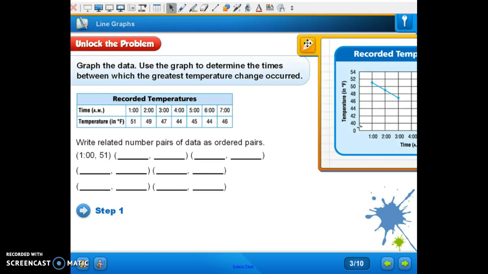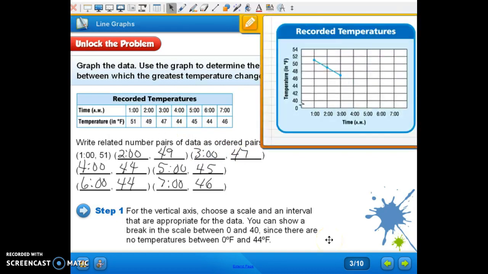So you're going to write little ordered pairs of your data. You're going to put the time and the temperature in the parentheses. So it should look something like this. So they put 1 o'clock, so we're going to put 2 o'clock. And it was 49 degrees at 2 o'clock. Here we're going to put 3 o'clock, and it was 47 degrees. So go ahead and continue to fill those in.